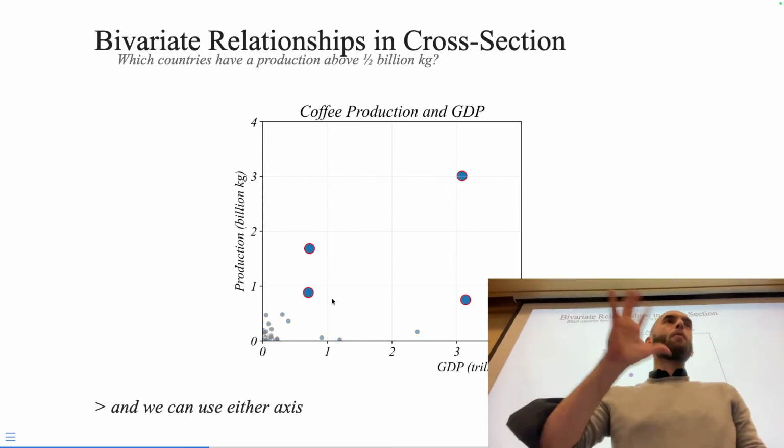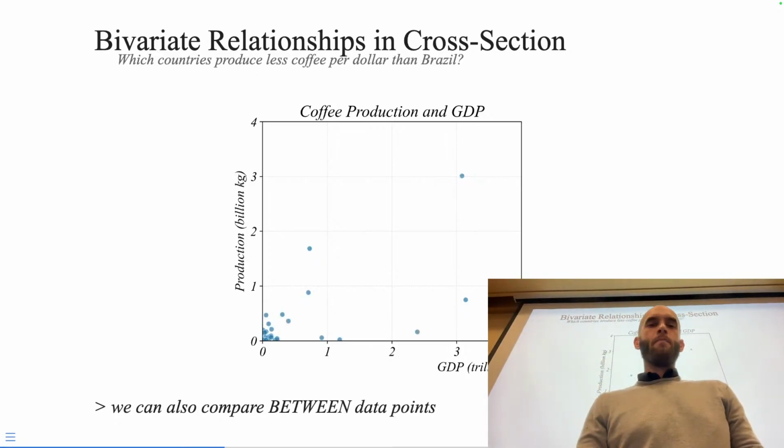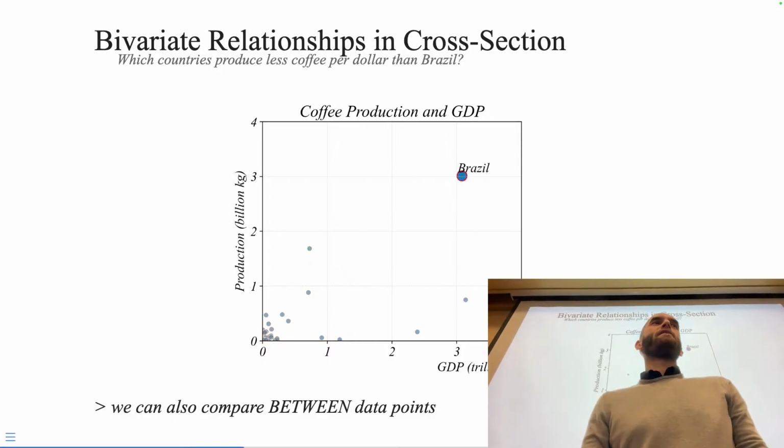So when we're interpreting these figures, we use the axes to tell us the scales. What about this one? Which countries produce less coffee per dollar than Brazil? So here's Brazil. Maybe spend 30 seconds here. There's a process. How would we find the answer to this question? Tell your neighbor, and then I'll ask you.